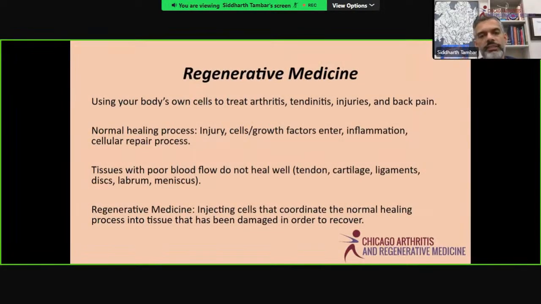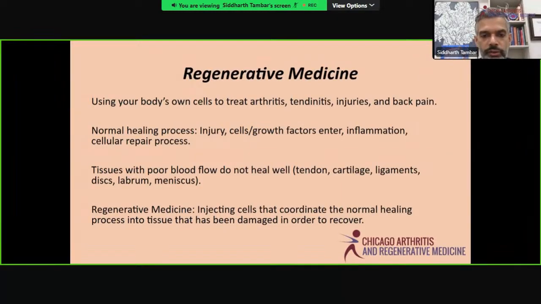So regenerative medicine is the process where we utilize your body's own cells to treat arthritis, tendonitis, injuries, and back pain. We're utilizing your body's normal healing process, which we'll talk more about. The normal process is, and you can take something as small as a cut on your finger, you have an injury. You have cells that enter the area to begin with, platelets. Those platelets first stop the bleeding.